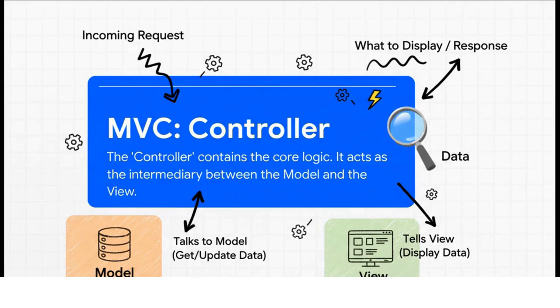And finally, the controller. The controller is the brains of the whole operation. It acts like a traffic cop. It gets the incoming request from the user, it goes and talks to the model to get or update data, and then it tells the view which information to display. This separation makes code so much cleaner and easier to manage.